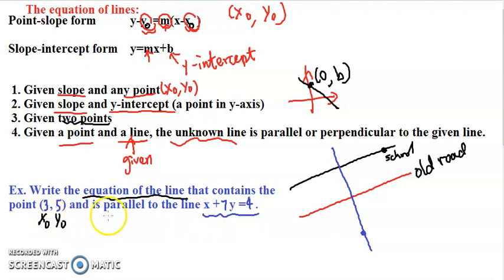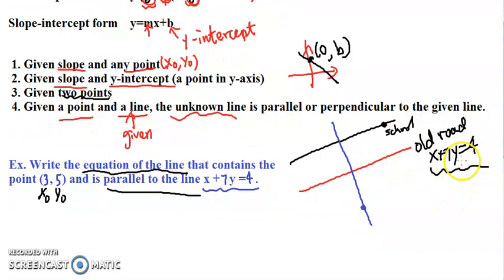But we do know that the line we're looking for, this black line here, is parallel to the line given, the red line. So this is the old line, x plus 7y equals 4. And as you can see, parallel lines must have the same steepness. And so if we can find the slope of the line given, we will be able to get the slope for the unknown line which we're looking for. So let's see the line given.